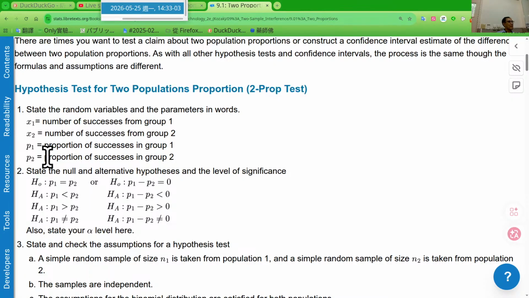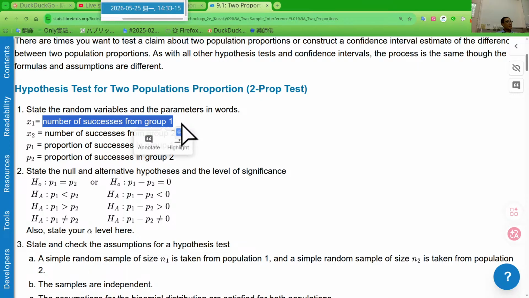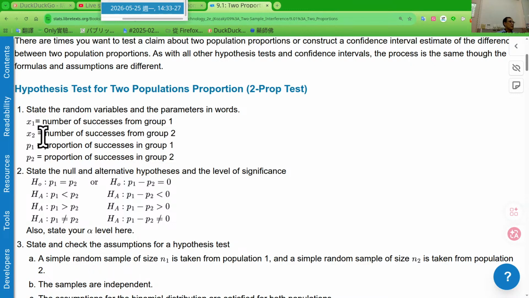The first step: state the random variable and the parameters in words. Let X1 be the number of successes from group 1. Why successes? Because in this chapter we're discussing proportions, which are yes or no. Very easy, yes or no. And X2 is the number of successes from group 2.